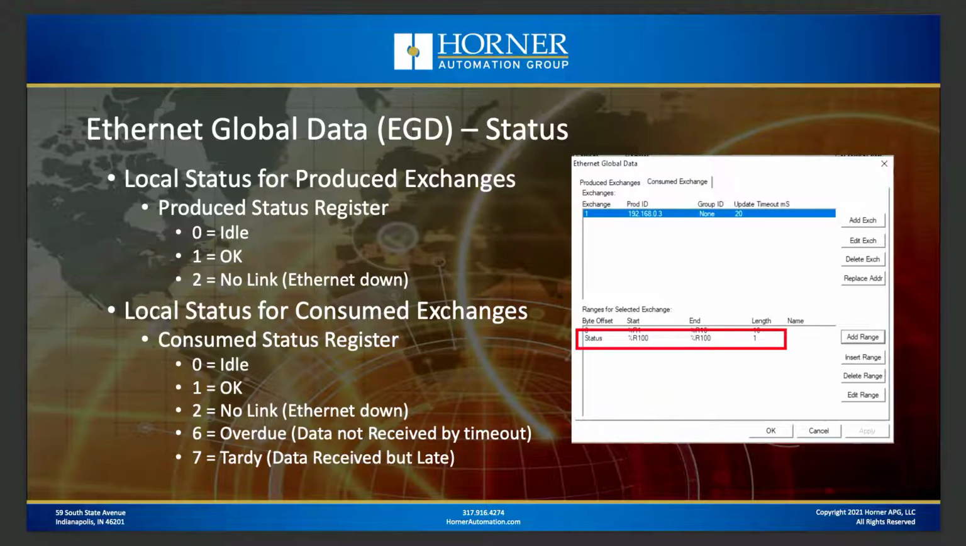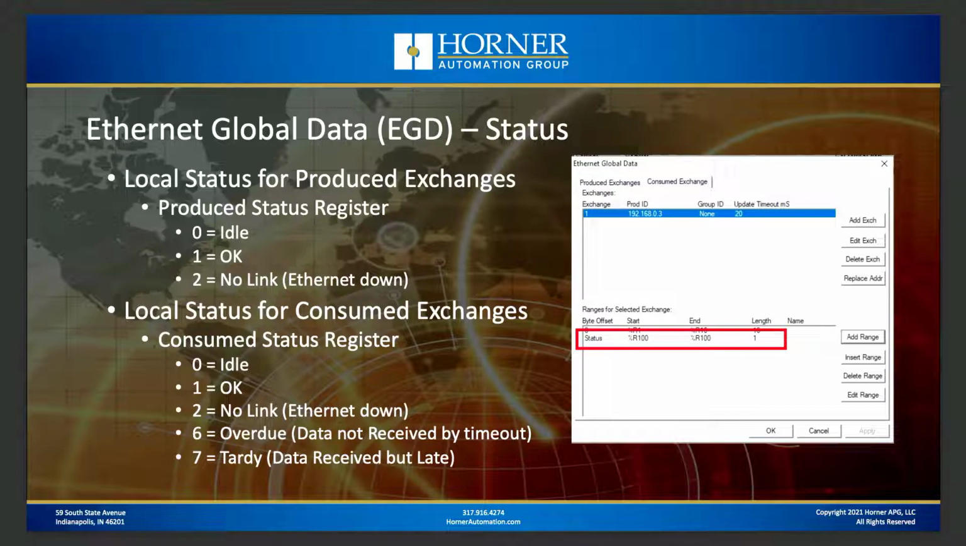Here are the details on what you get in your status register, both on the produce side and the consume side. On the produce side, really the only information is okay, or there's no link, or Ethernet is down. That's really what you're going to get there on the produce side. On the consume side, there's a little more information.